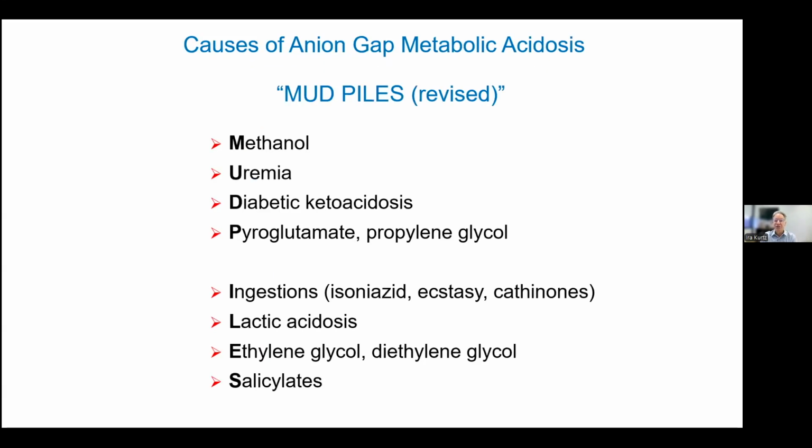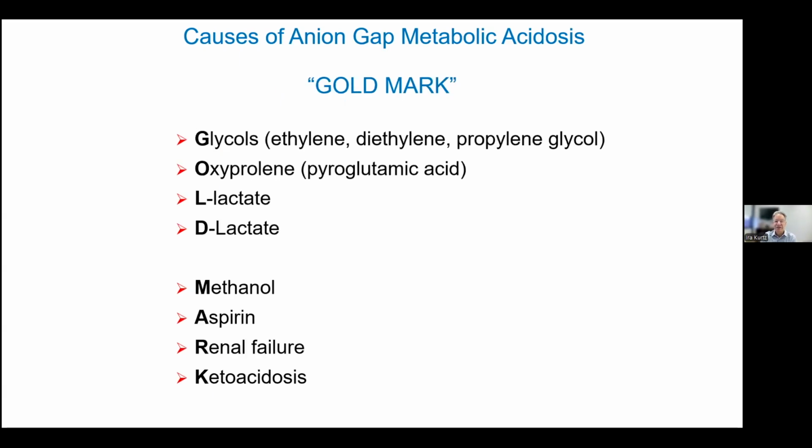So again, I'm sure you have many acronyms for trying to memorize all the organic acidoses. This is just one of them called MUDPILES, which I'm sure you've heard, and it's revised, and there are other ways to remember these. So you can use whichever you feel is best, but basically there's methanol, uremia, diabetic ketoacidosis, pyroglutamic acid. There's two types of P's, propylene glycol, and then paraldehyde ingestions, lactic acidosis, ethylene and diethylene glycol, and salicylates. And some people like to memorize the acronym GOLDMARK, which has similar but not exactly the same organic acids.